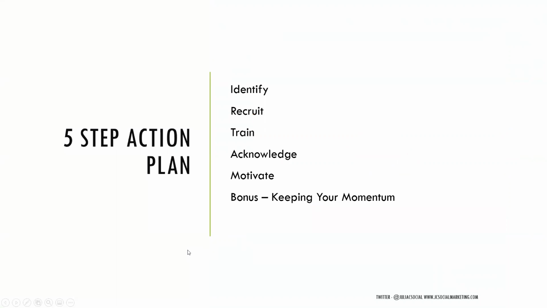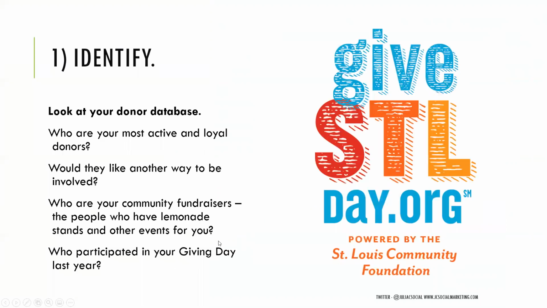So the 5-step action plan we're going to go through today: 1 is identify, 2 is recruit, 3 is train, 4 is acknowledge and thank, and 5 is motivate. And then we'll talk a little bit about how to keep your momentum after your giving day, after your initiative, your campaign, that you're going to be utilizing your social media ambassadors.